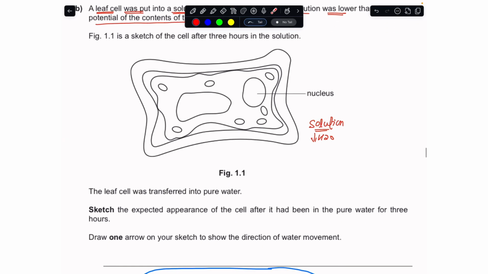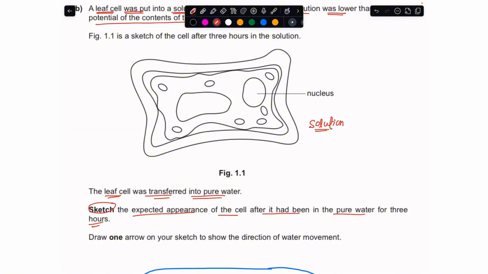Now, what they have to tell us further is that the same leaf cell was transferred into the pure water. And now they want us to sketch the expected appearance of the cell after it had been in the pure water for 3 hours. Now, if I just replace the surrounding solution with the pure water, that means that on the outside the water potential would be high, and in the large vacuole or the cytoplasm of the cell, the water potential would be less. So by osmosis, the water would enter into the plant cell.